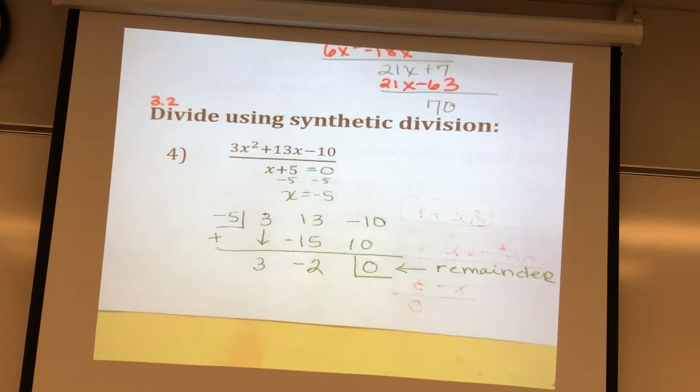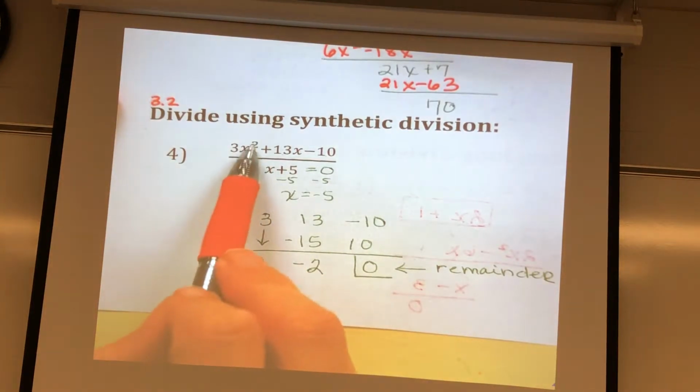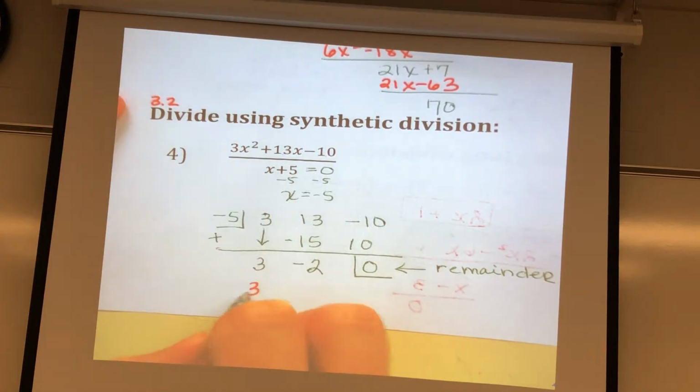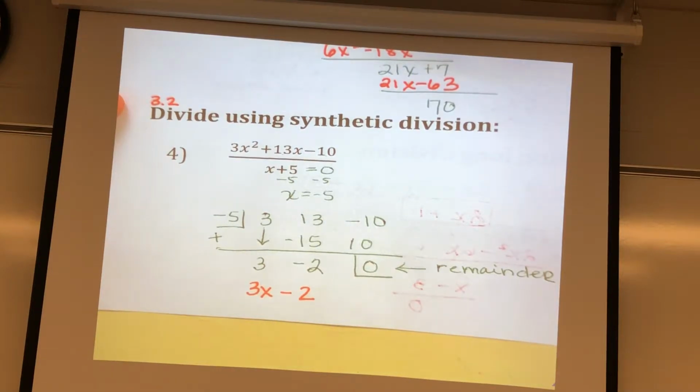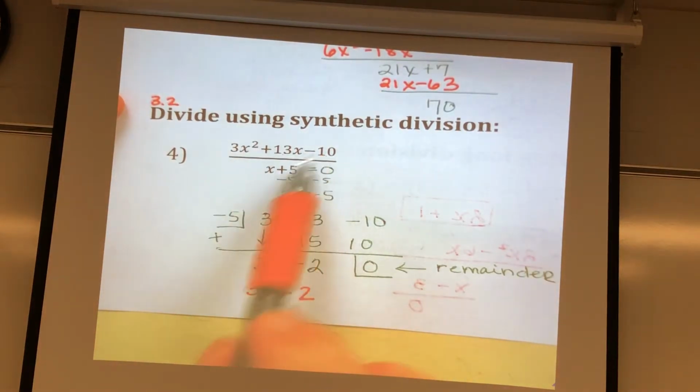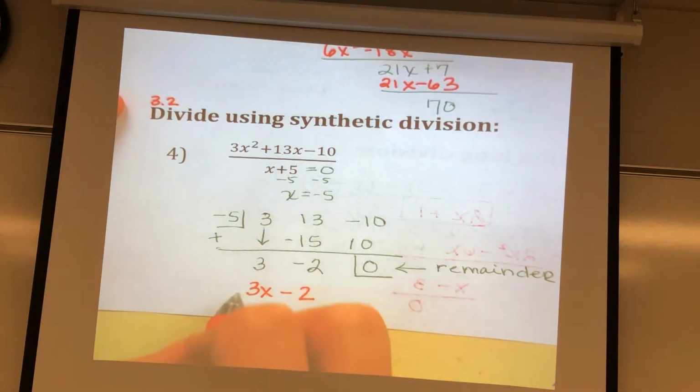These other two numbers represent coefficients of another polynomial. Since we had a quadratic and we divided it by a linear, the quadratic we reduced by 1, so this 3 is now an x, and the middle term is now a constant. So 3x minus 2 is the polynomial that we get when you take this quadratic divided by this linear. You get this one, 3x minus 2.